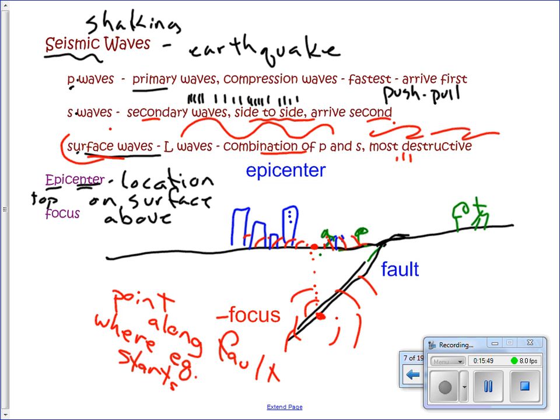Is it going to take out the forest? Probably not. The trees, you know, they're flexible enough. They might fall down. Probably not. Little animals, they'll just run away, no big deal. But the buildings are going to shake back and forth or up and down. And so we could have problems with the buildings.